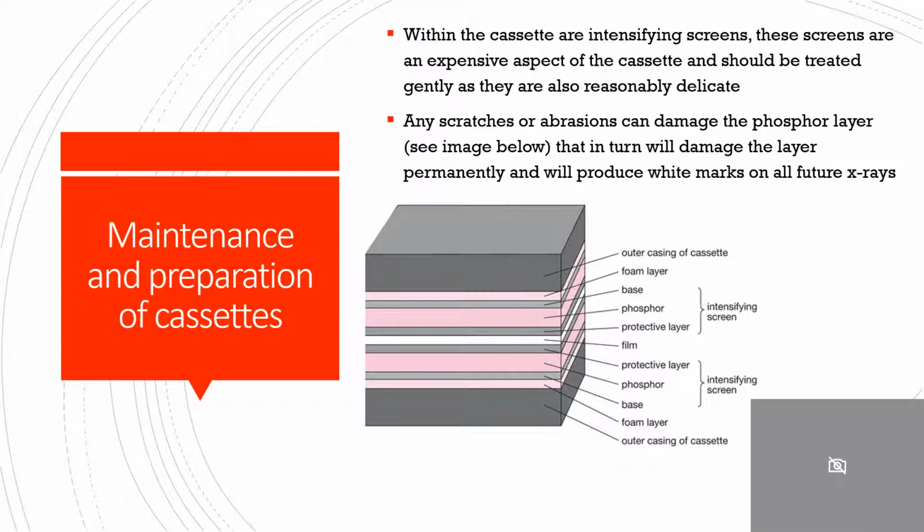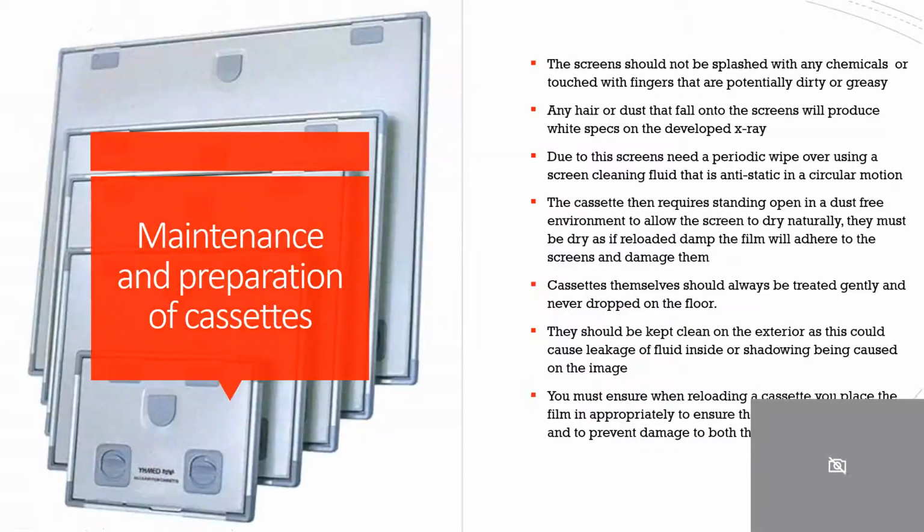Within the actual cassette are intensifying screens, and these screens are an expensive aspect of the cassette and should be treated gently, as they are also reasonably delicate, and any scratches or abrasions can damage the phosphor layer within the intensifying screen. Please see the image below. That will damage the layer permanently and will produce white marks on all future X-rays. The screen should not be splashed with any chemicals or touched with fingers that are potentially dirty or greasy. Any hair or dust that falls onto the screens will produce white specks on the developed X-ray.